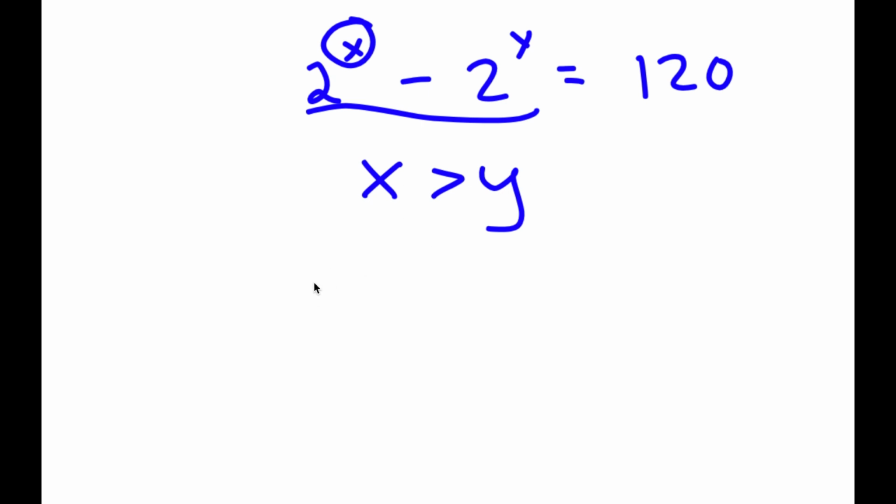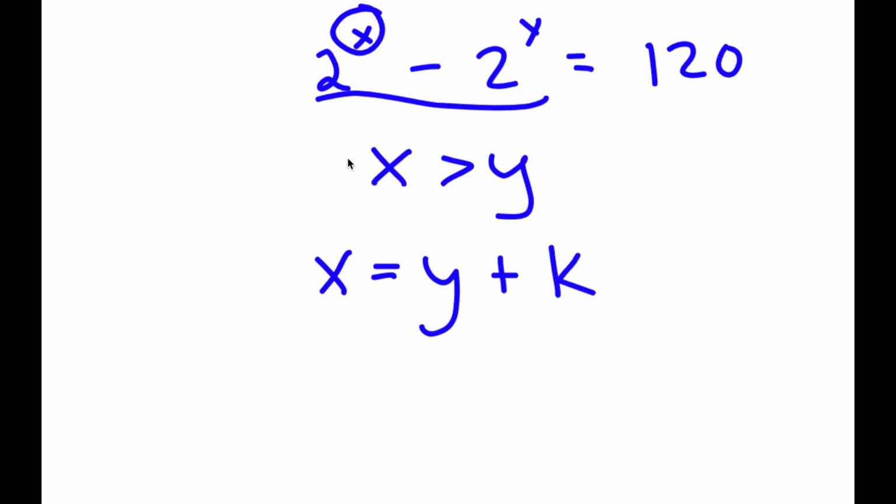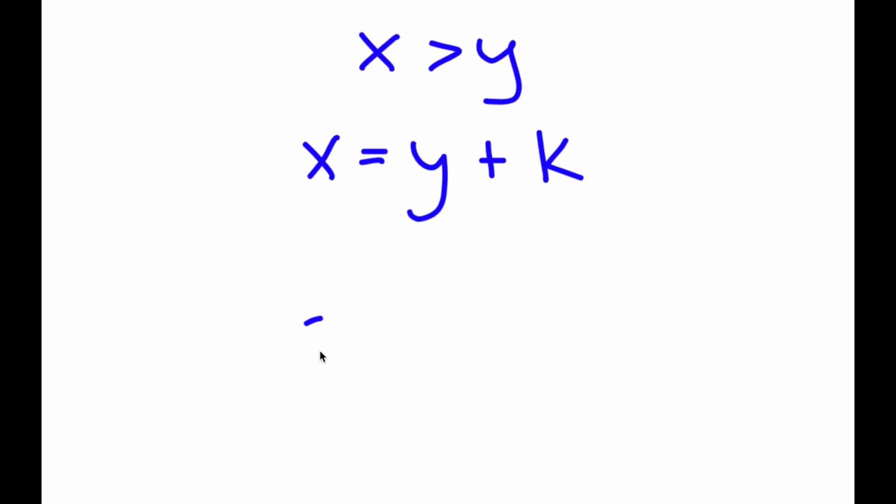Meaning, if x is greater than y, then x is going to equal y plus some number k. So k is a constant. Now, if I go ahead and replace x with y plus k, I get 2 to the power of y plus k minus 2 to the power of y is equal to 120.